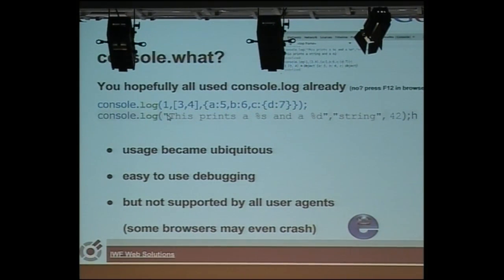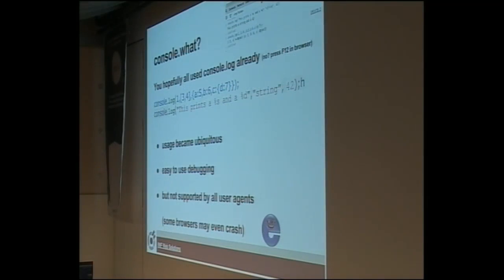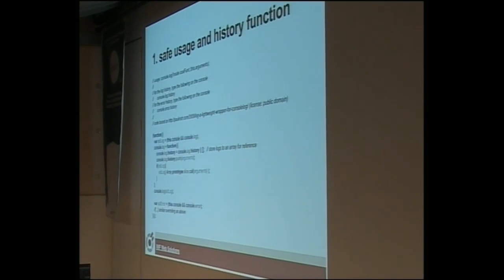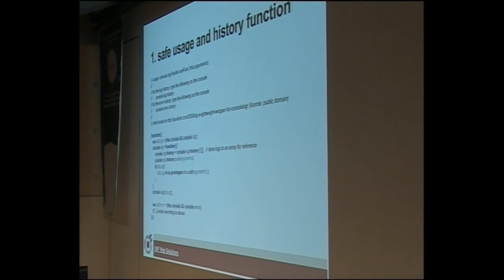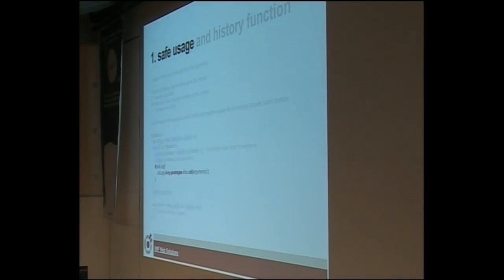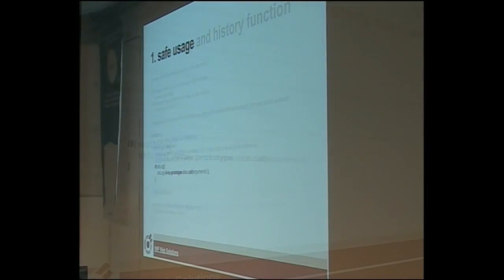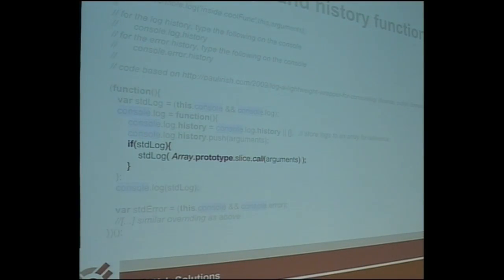You can log objects quite nicely in a way that you can even open them and investigate further. Or you can use console log in a kind of printf style, for those who know a little bit of C. The usage became quite ubiquitous in frameworks. It's easy to use for debugging, but it's not supported by all user agents. Some unnamed browsers may even crash. So the first thing you might want to do is to make it safe. That means you overload the actual console log with another function which checks if the console log function exists, and if so, it calls the actual console log function.